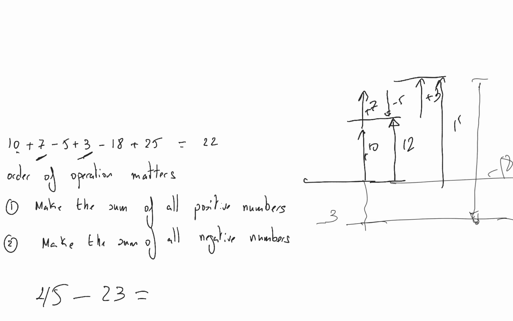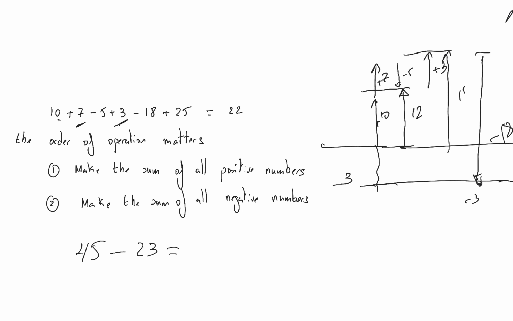And now I add to the minus 3, 25 floors. So I will finish on the 22nd floor. And this is the result. So this way of seeing the operation is the right way to see it: an elevator.